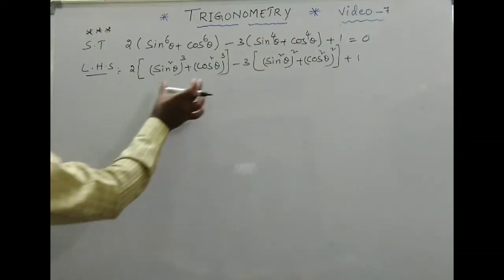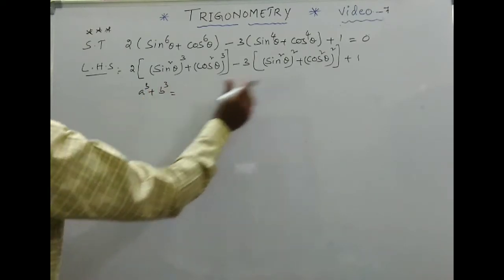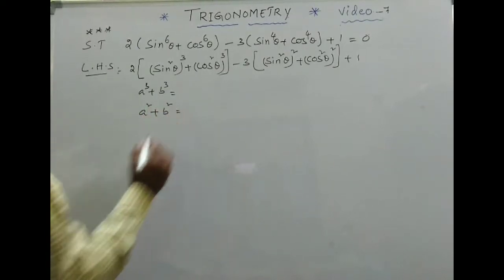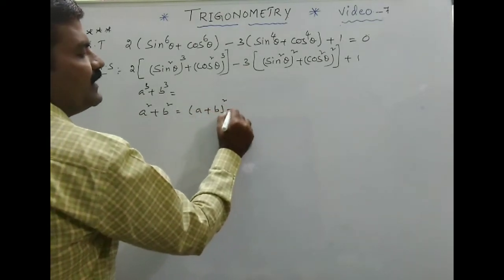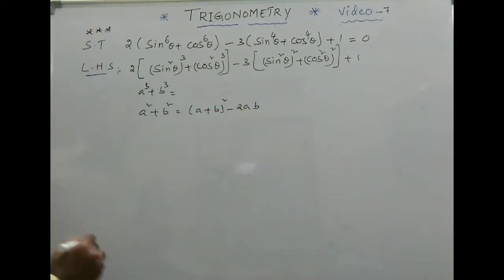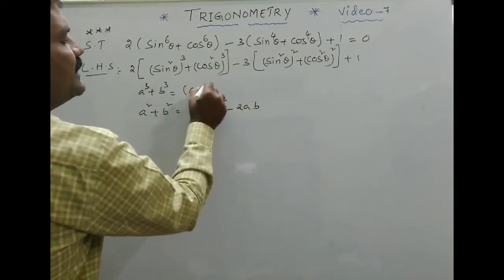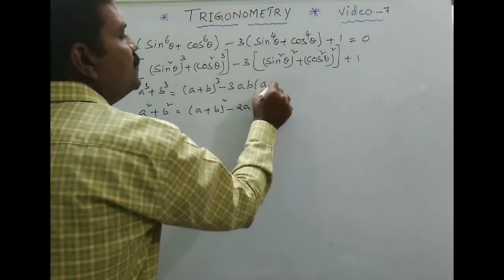Now you know, this is just like a cube plus b cube, and the second bracket is just like a square plus b square. I think everybody knows that a square plus b square I can write as a plus b whole square minus 2ab. Fine. What about a cube plus b cube? This you can also write as a plus b whole cube minus 3ab into a plus b.